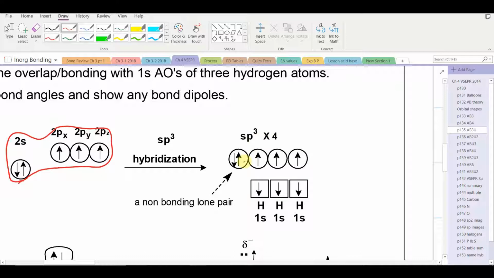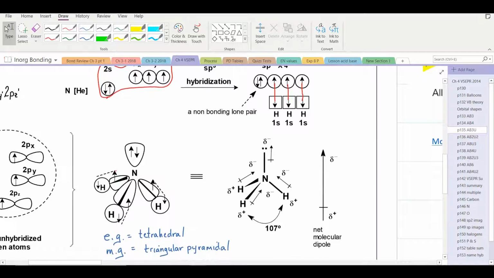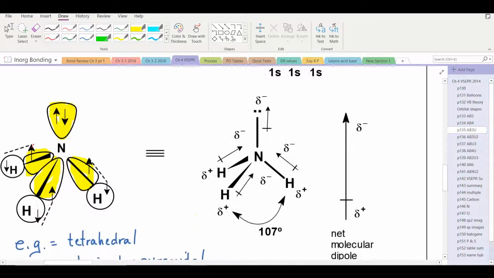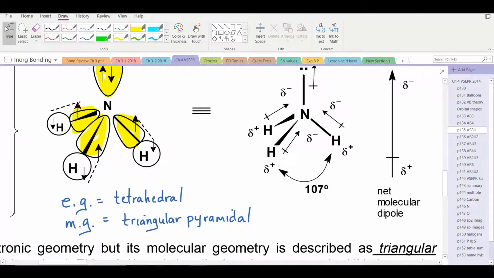One of them has a non-bonded pair, not involved in bonding. Don't worry about it, just ignore it. And then the 3 half-filled orbitals overlap with hydrogen as expected. The difference, as we said, is in the shape. The sp3 hybridized orbitals look like this, and they're shaped in a tetrahedral fashion. There's the non-bonded pair. Here are the 3 half-filled sp3 orbitals overlapping with hydrogen, and there's the geometry of it. So the electronic geometry would be tetrahedral.